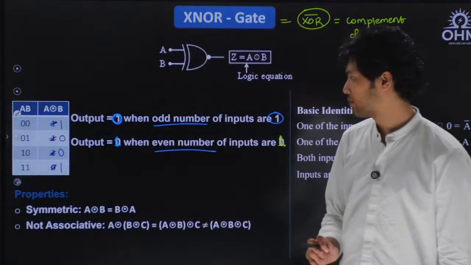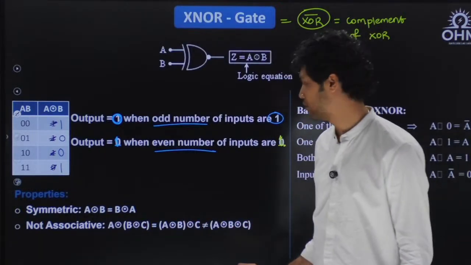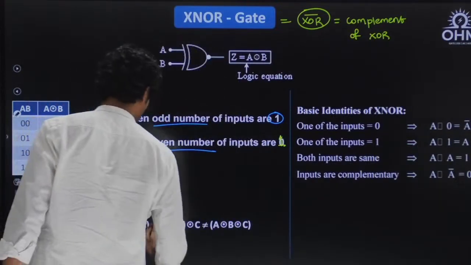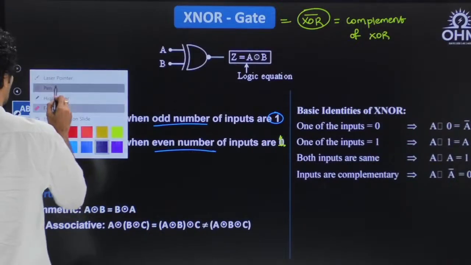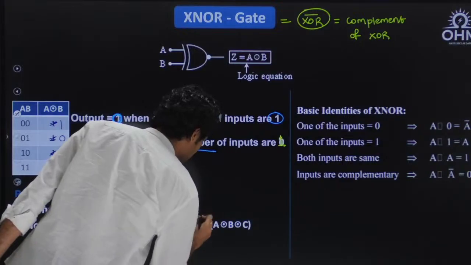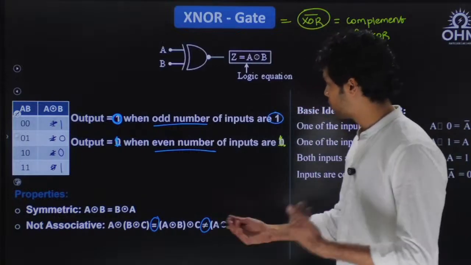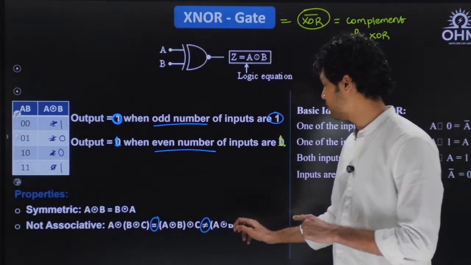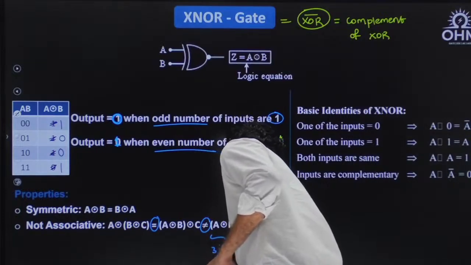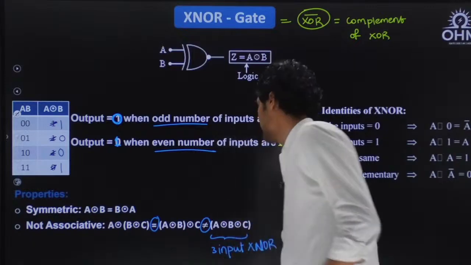And XNOR is symmetric but not fully associative. Okay, it's not completely associative. If you notice, there is an equality here, and furthermore, there is an inequality on the other side. So the XNOR function is not fully associative. Please notice this. A XNOR B XNOR C is the same as A XNOR B XNOR C grouped the other way, but not the same as the 3-input XNOR function.